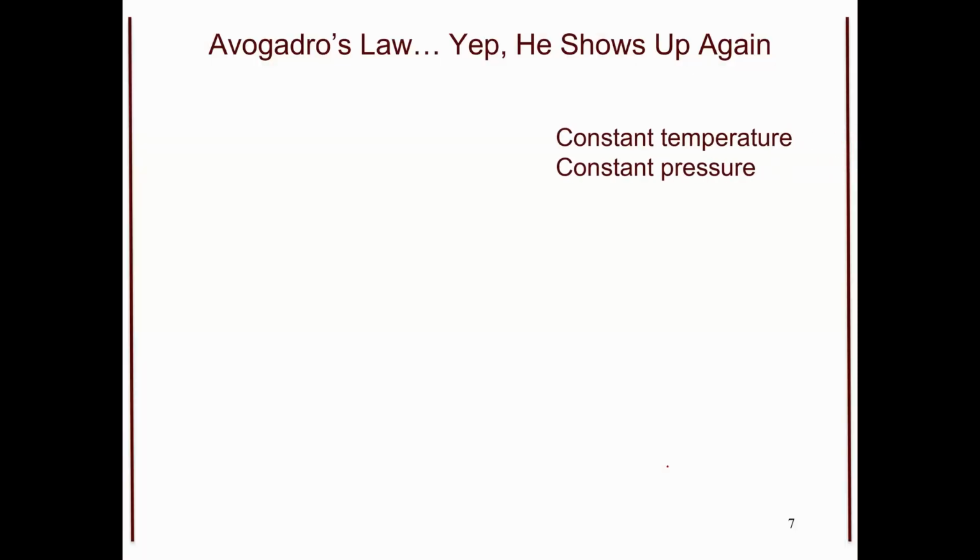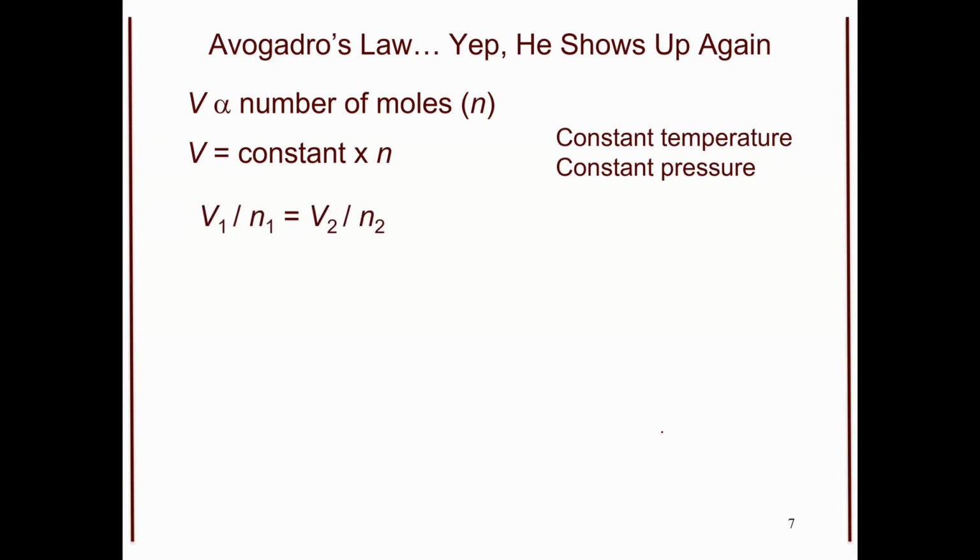So now let's talk about our third fundamental law, and that is Avogadro's law. This says that the volume is proportional to the number of moles in our system. So this means that our volume is equal to a constant times the number of moles, and we get a very similar format to Charles' law, but this time, for Avogadro's law, instead of temperature, we are going to use moles.